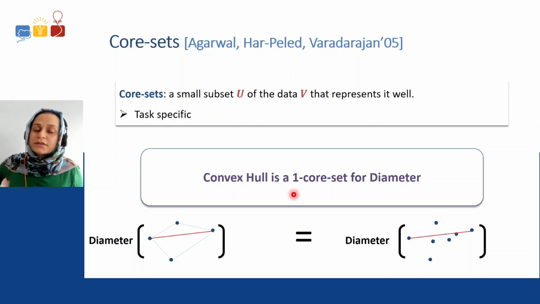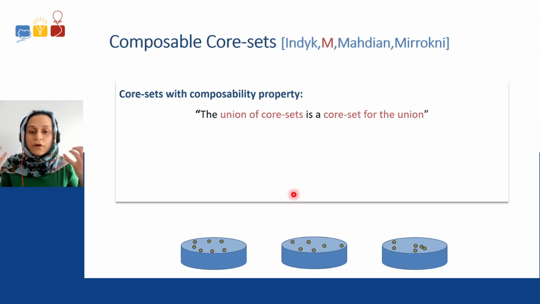Okay, so coreset is, as I said, a generic notion, and many variants of coresets exist. Today I'm going to tell you about the notion of composable coresets, which is basically a coreset with the composability property, meaning that the union of multiple coresets should form a good summary for the union of the original data sets. Okay, so again, let me be more specific.